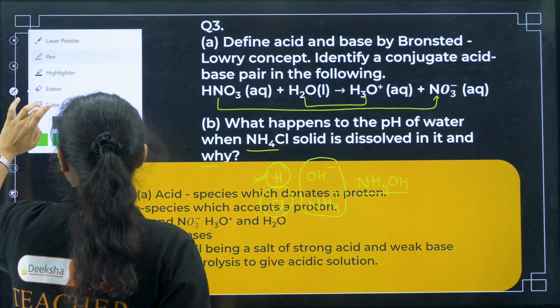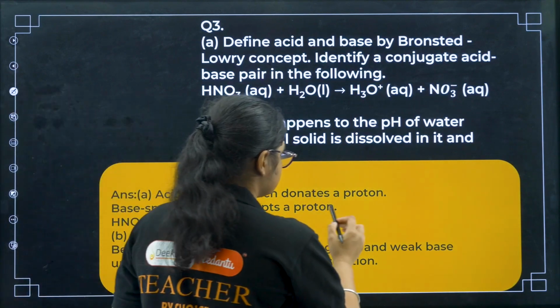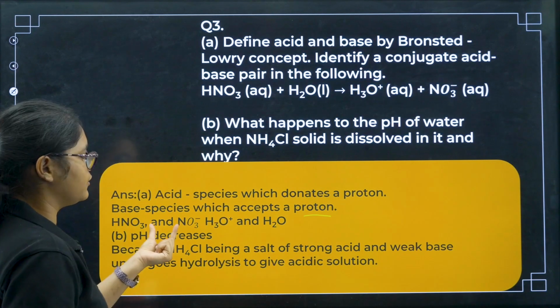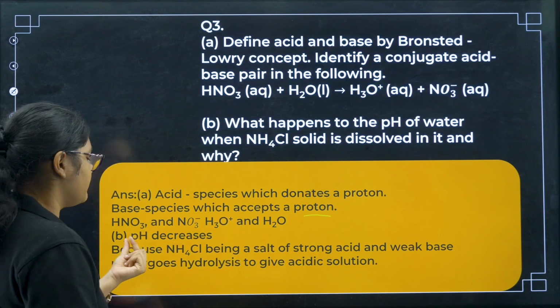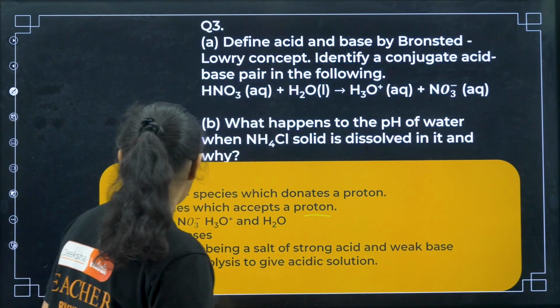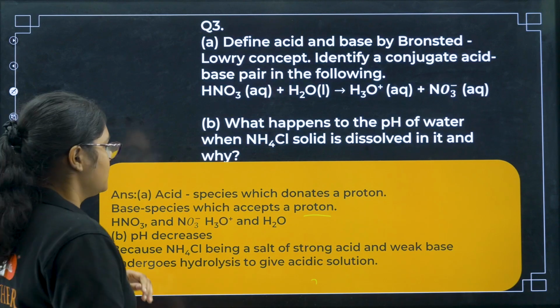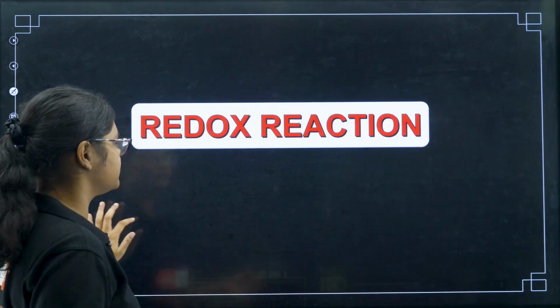Okay, so let me just clear. Yes, you can see here an acid is a species which donates a proton and a base is something which accepts a proton. HNO3 and NO3- are one pair, H3O+ and H2O is another pair. Now pH will decrease because NH4Cl, being a salt of a strong acid and a weak base, undergoes hydrolysis to give an acidic solution. Okay, let us see the next chapter, that is redox reactions, and let us solve some quick questions from here.